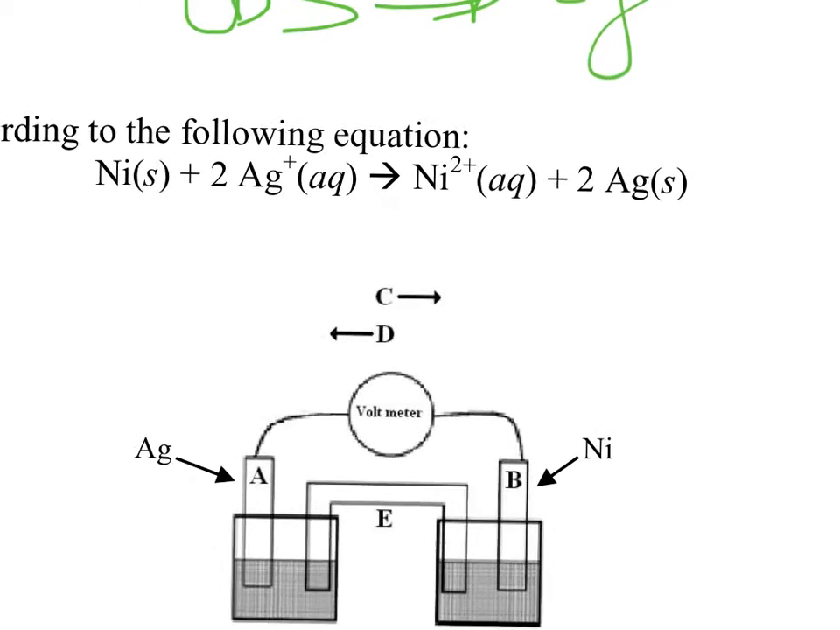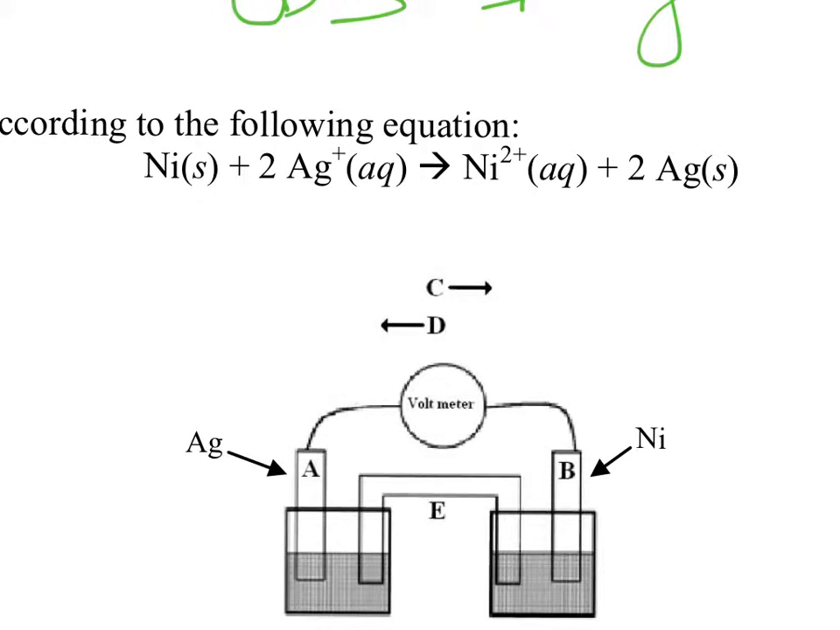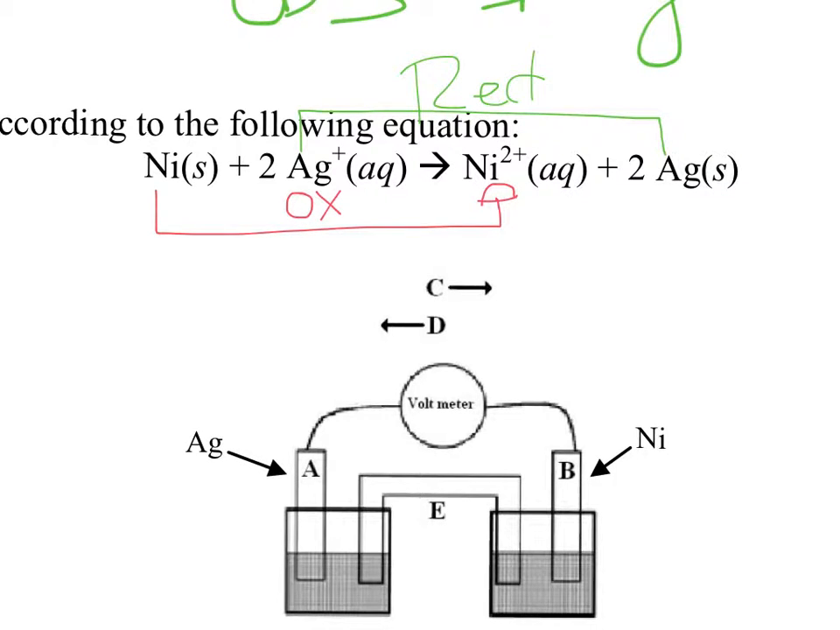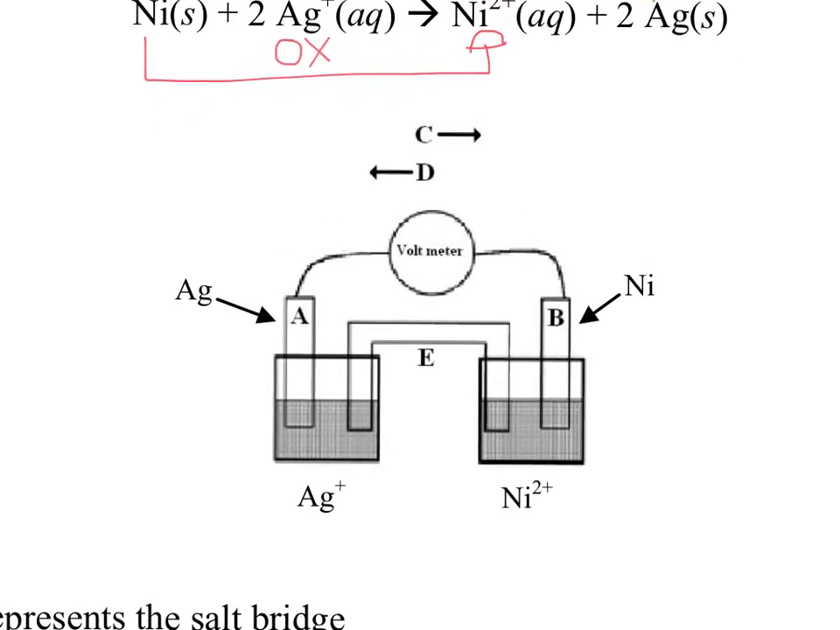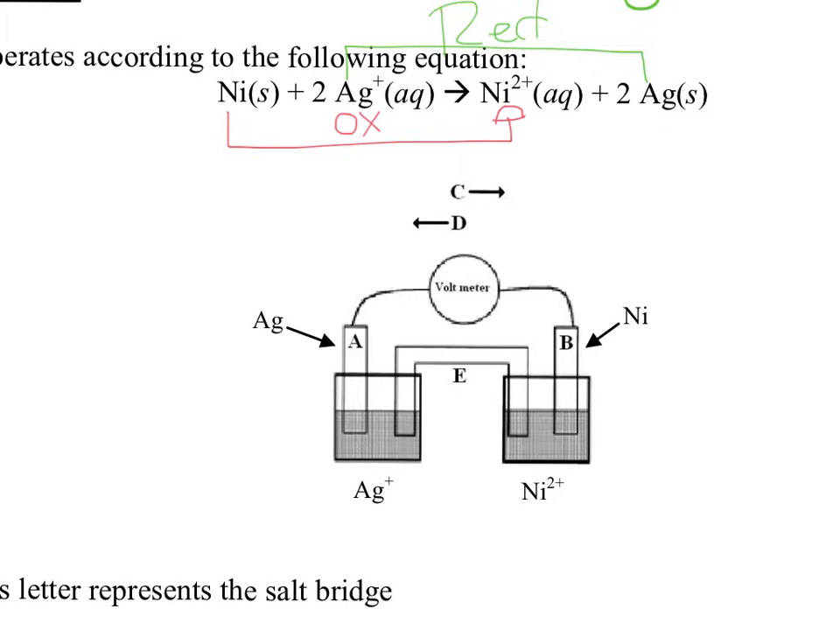Try this again. Start over on a new slide. That's cool. We all make mistakes. Nickel is going from 0 to 2+, which is oxidation. Silver is going from + to 0, which is reduction. I had that labeled right, but when I drew it, I labeled it all wrong. I'm furious at myself. All right, so nickel is oxidation.